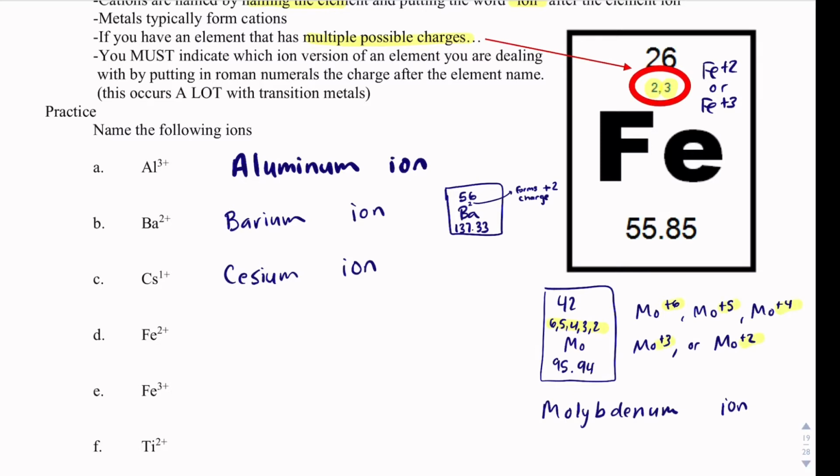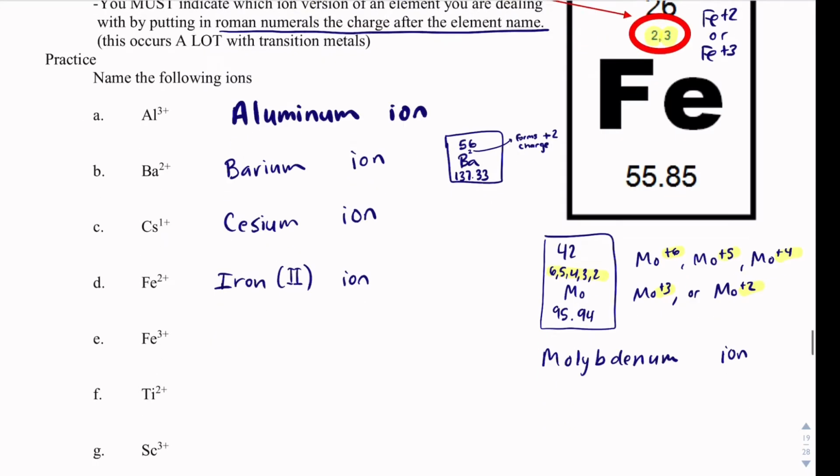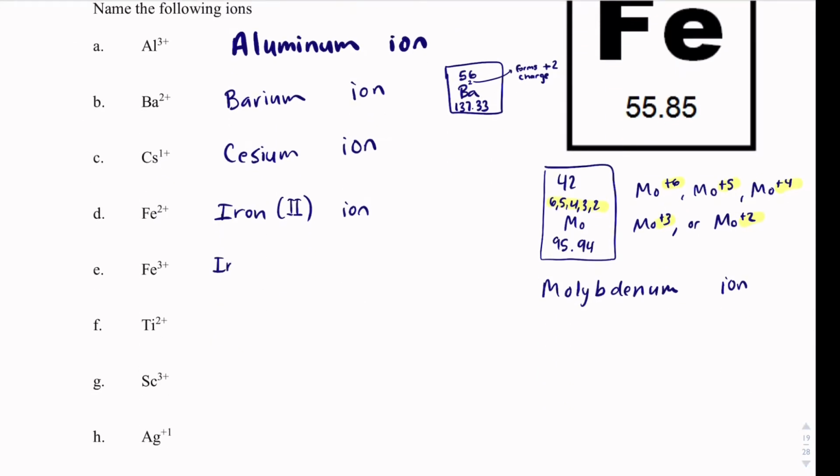So when we have a multivalent cation, and these are only true for cations, we're going to have to make sure we say, for example, that this is not just the iron ion, but we're going to use Roman numerals to indicate the charge after the element's name. So this is iron 2 ion. In E, we have Fe +3, so this is going to be iron 3 ion.